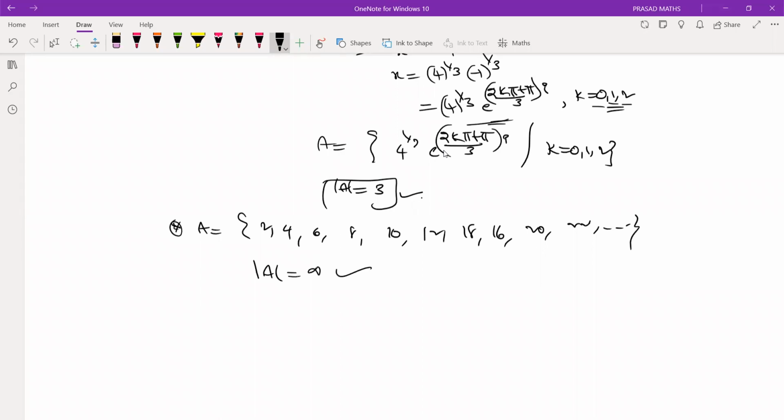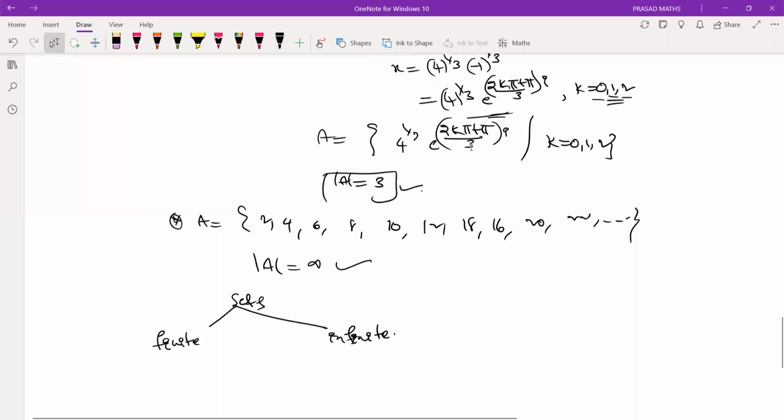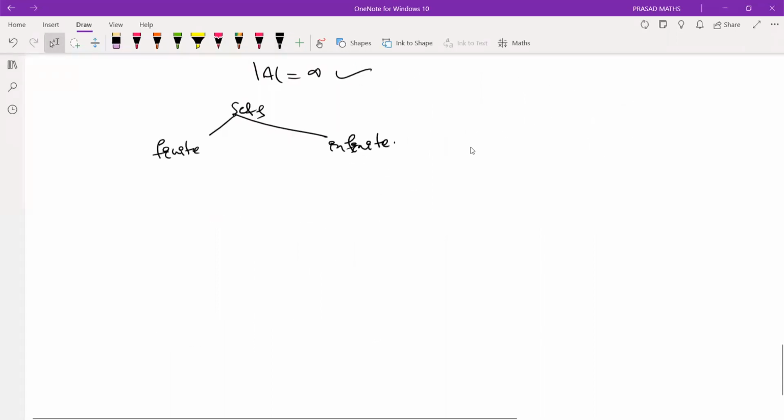So according to the cardinality, we can classify sets into two types. One is finite sets, second is infinite sets. So what do finite sets mean? A set is said to be finite. This is very, very important. It looks like a simple finite set, simple tenth class, simple intermediate.